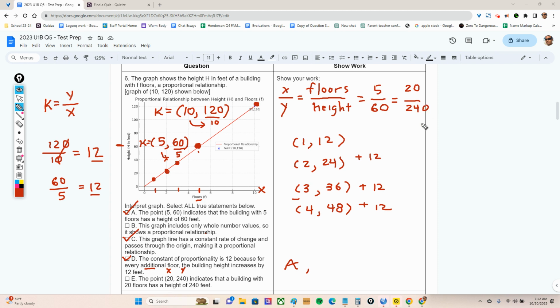It says the point 20, 240 indicates that a building with 20 floors has a height of 240 feet. That is true. Okay? Because the X is for floors and the Y is for height. So that would be 20 floors is 240 height, which is in feet.